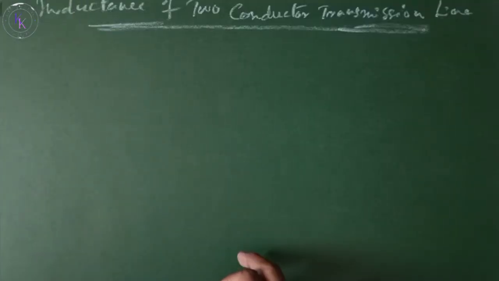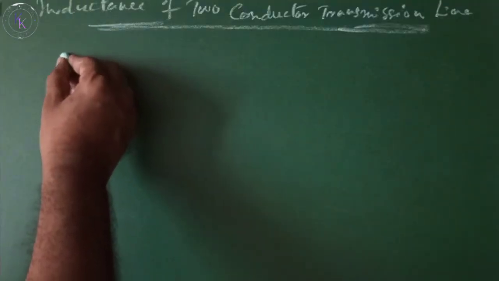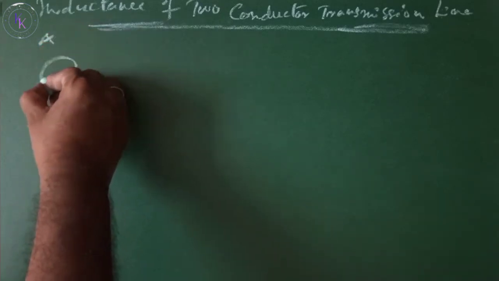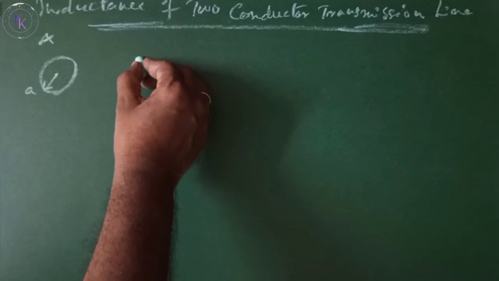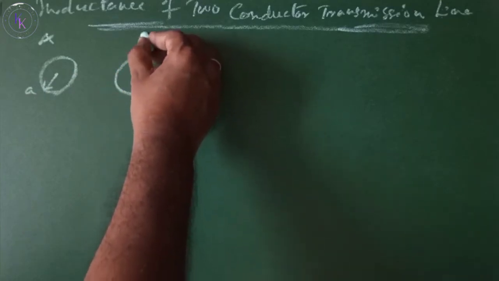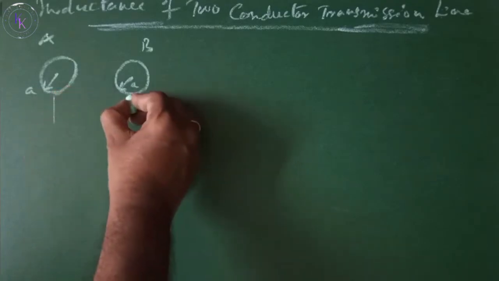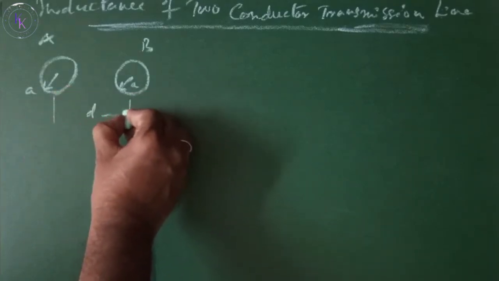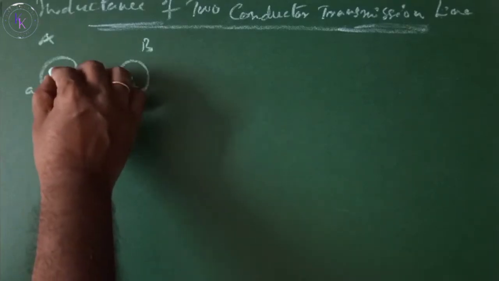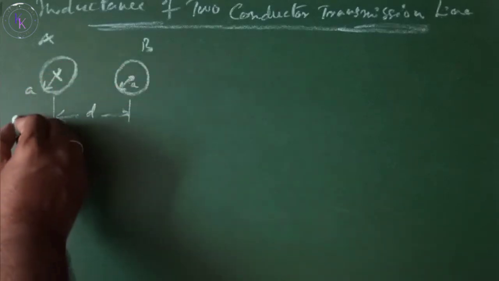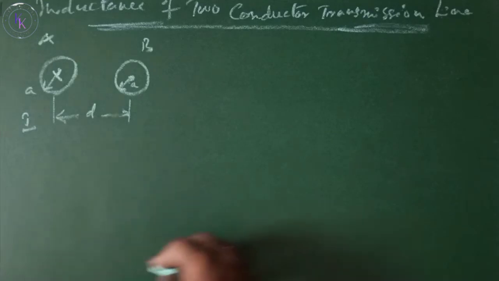Inductance of two conductors transmission line. Let us consider two conductors. Let this be A having the radius a, and B having the radius a itself. The distance between these two conductors is, let this be D, and the current in both the conductors is I, in opposite directions.